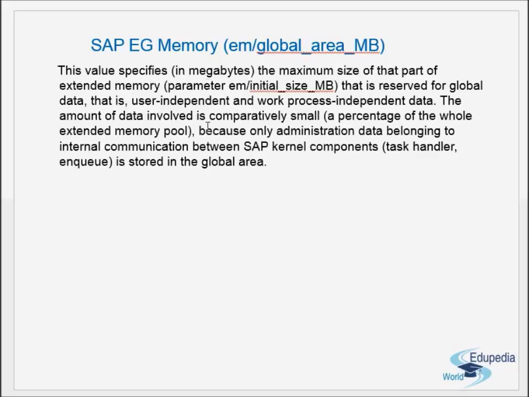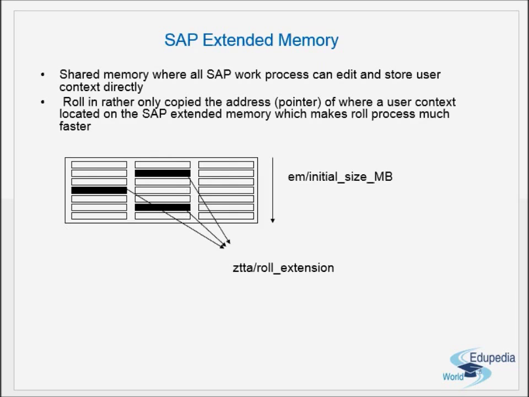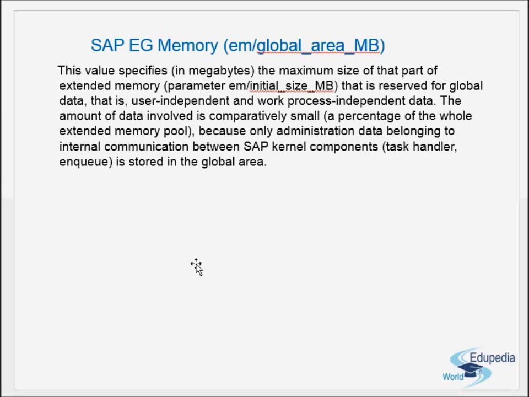Now, the SAP parameter em/global_area_MB. This value specifies in megabytes the maximum size of the part of the extended memory that is reserved for the global data, that is, user-independent and work-process-independent data. So this global area is a part of the SAP extended memory only. The amount of data involved is comparatively small, a percentage of the whole extended memory pool, because only administration data belonging to internal communication between SAP kernel components is stored in the global area.